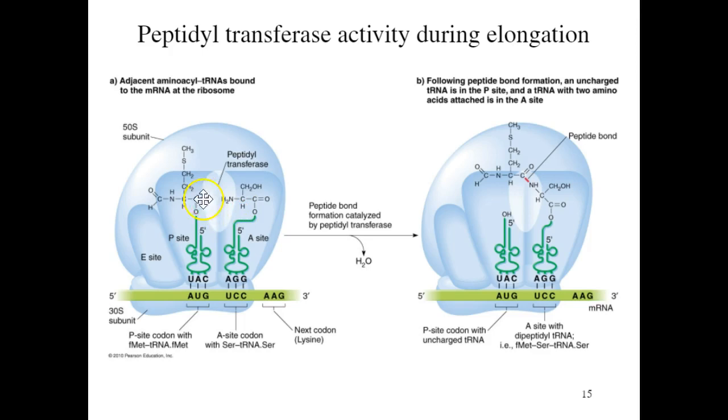Here's its hydrogen. A peptide bond is going to form between this carbon and this nitrogen atom. And there's the peptide bond there. Okay, so that's peptide bond formation. It's peptidyl transferase activity, and it's happening during the elongation or extension stage of translation.